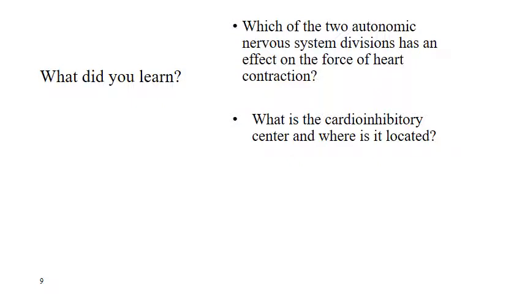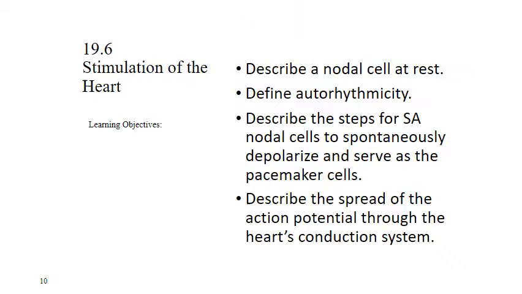All right, so some questions for us. Which of the two autonomic nervous system divisions have an effect on the force of the heart contraction? Of course, that's going to be the sympathetic innervation and the parasympathetic. And then we have, what is the cardioinhibitory center and where is it located? It's a part of this parasympathetic division that innervates the heart to decrease heart rate, and it's found in the medulla oblongata.